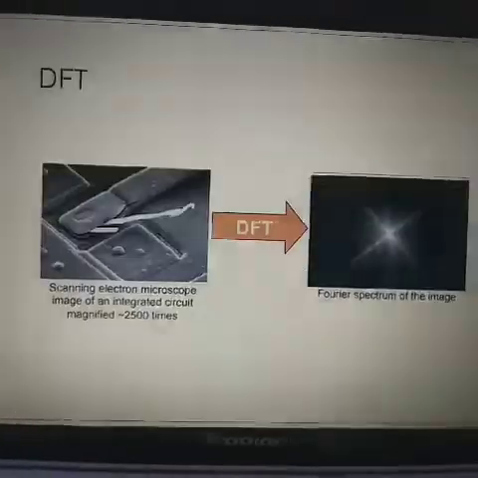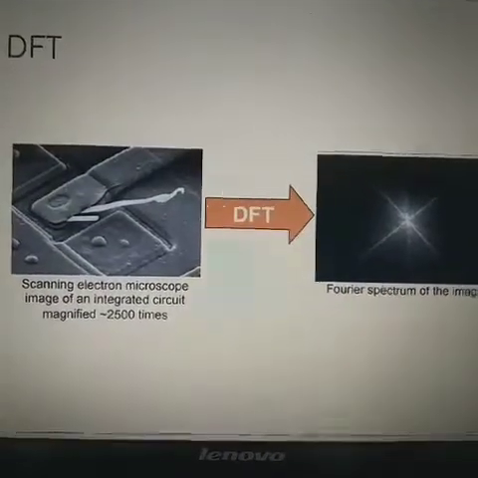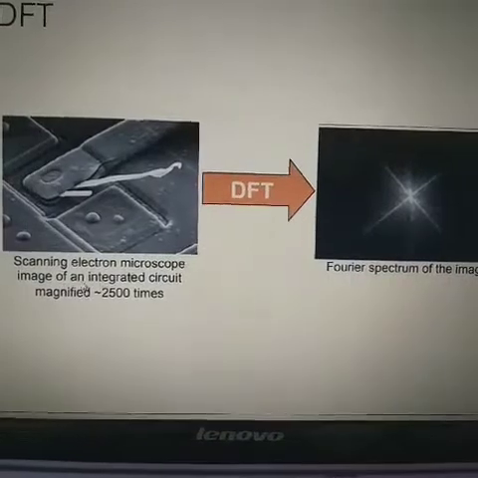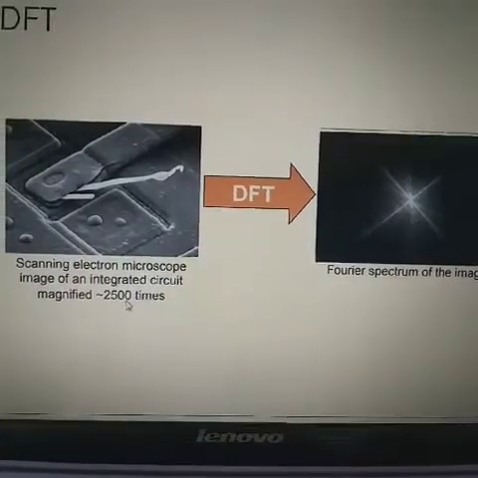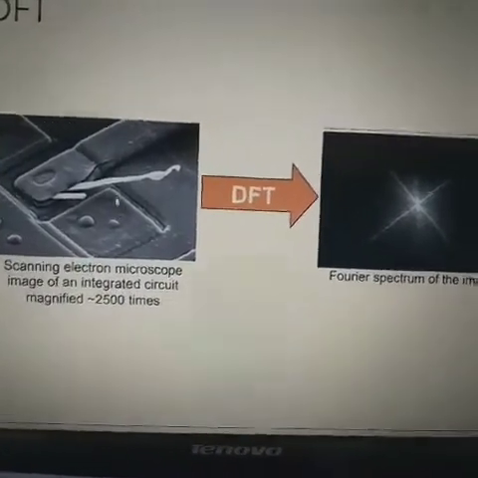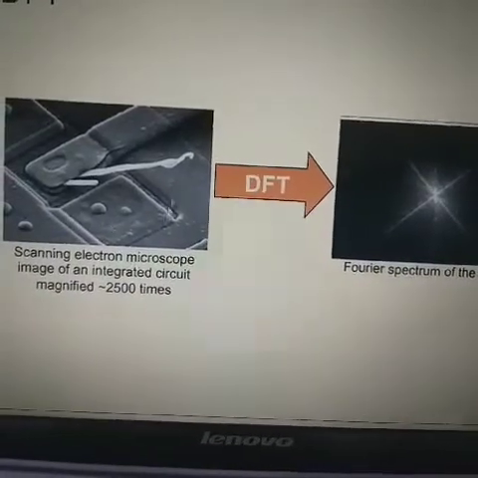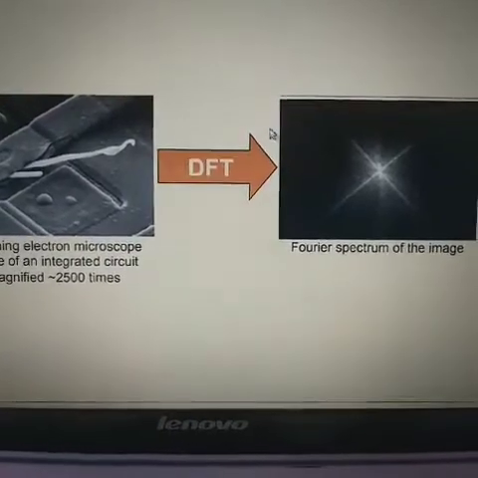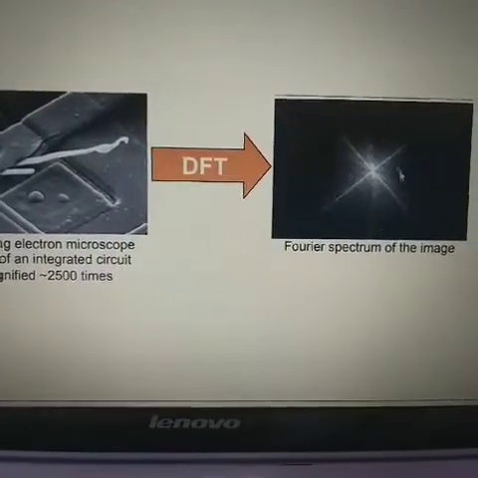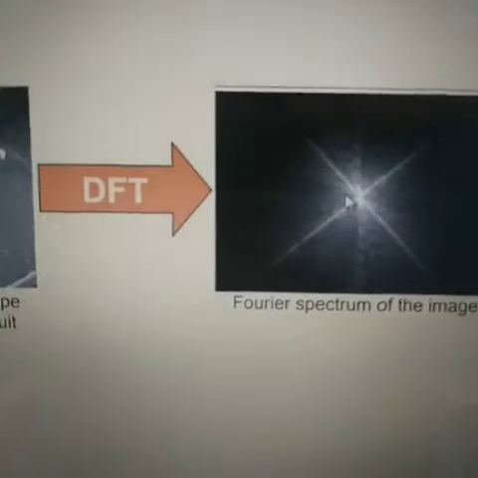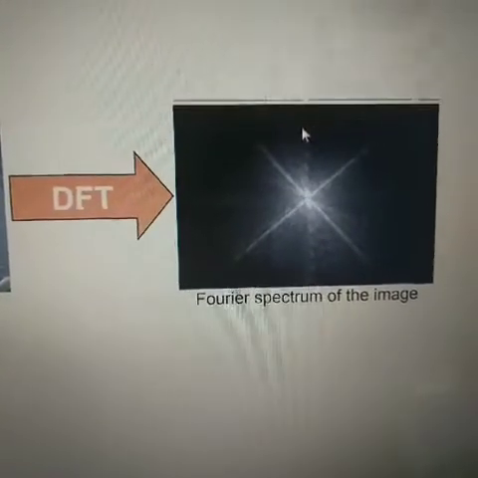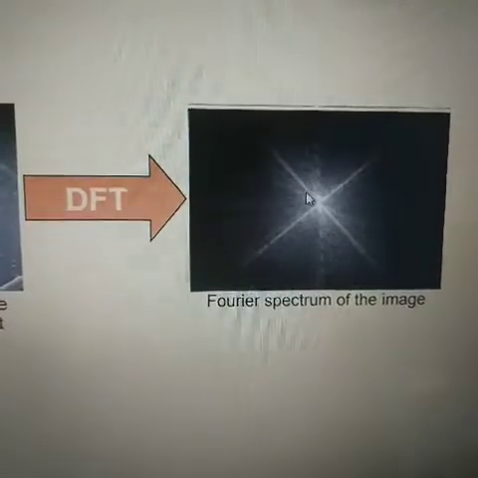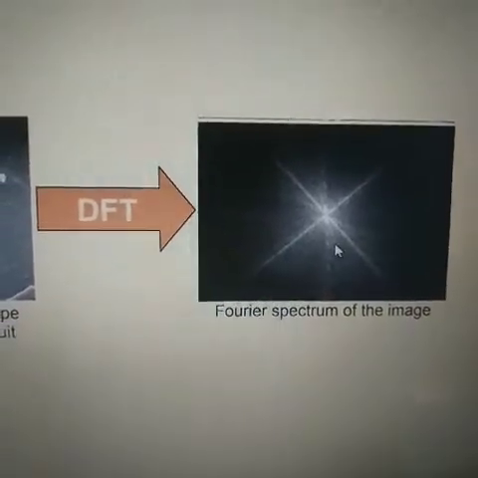Clear? So this is also an example of DFT. This is a scanning electron microscope image of an integrated circuit magnified 2500 times. This image is in the spatial domain and we convert it into the Fourier spectrum like this. We have the number of values of x and u, and the image looks like this. Clear?